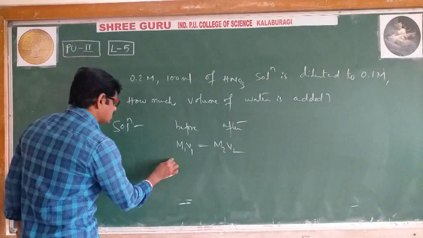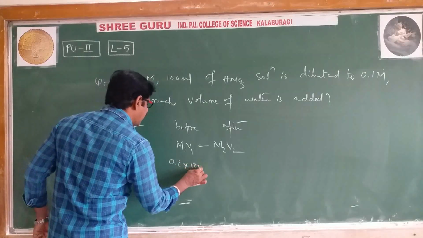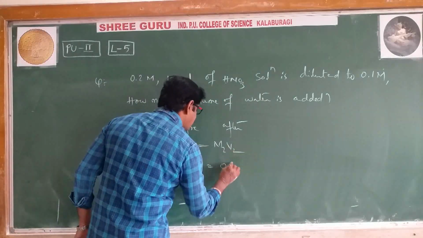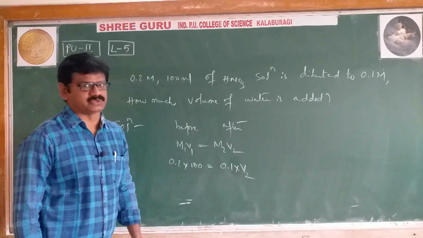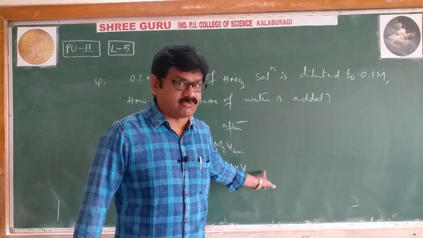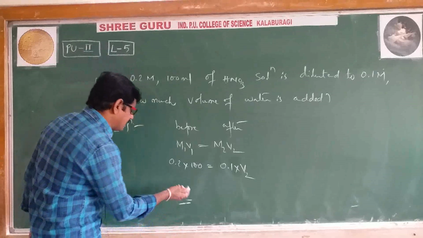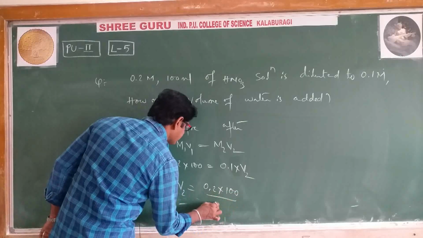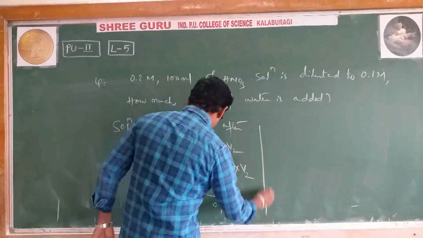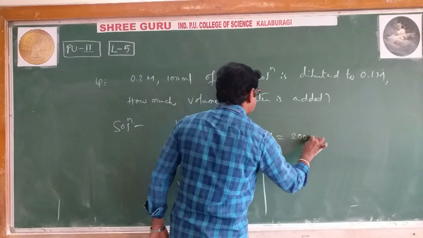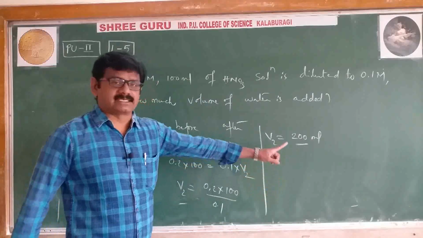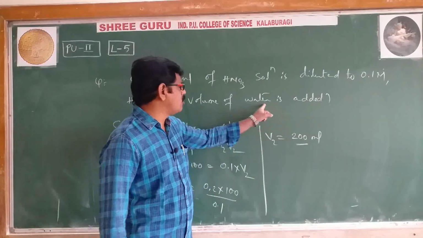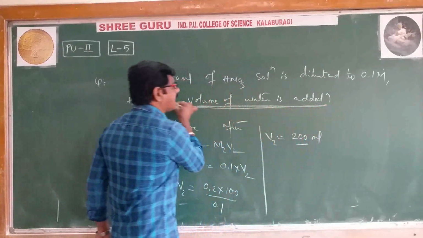We'll substitute the values. 0.2 into 100 is equal to, after dilution, 0.1 into V2. What is V2? V2 is the final total volume. First of all, V2 is equal to 0.2 into 100 by 0.1. The point cancels. Therefore, we are getting V2 as 200 ml. But 200 milliliters is not our answer. What is asked? How much volume of water is added?